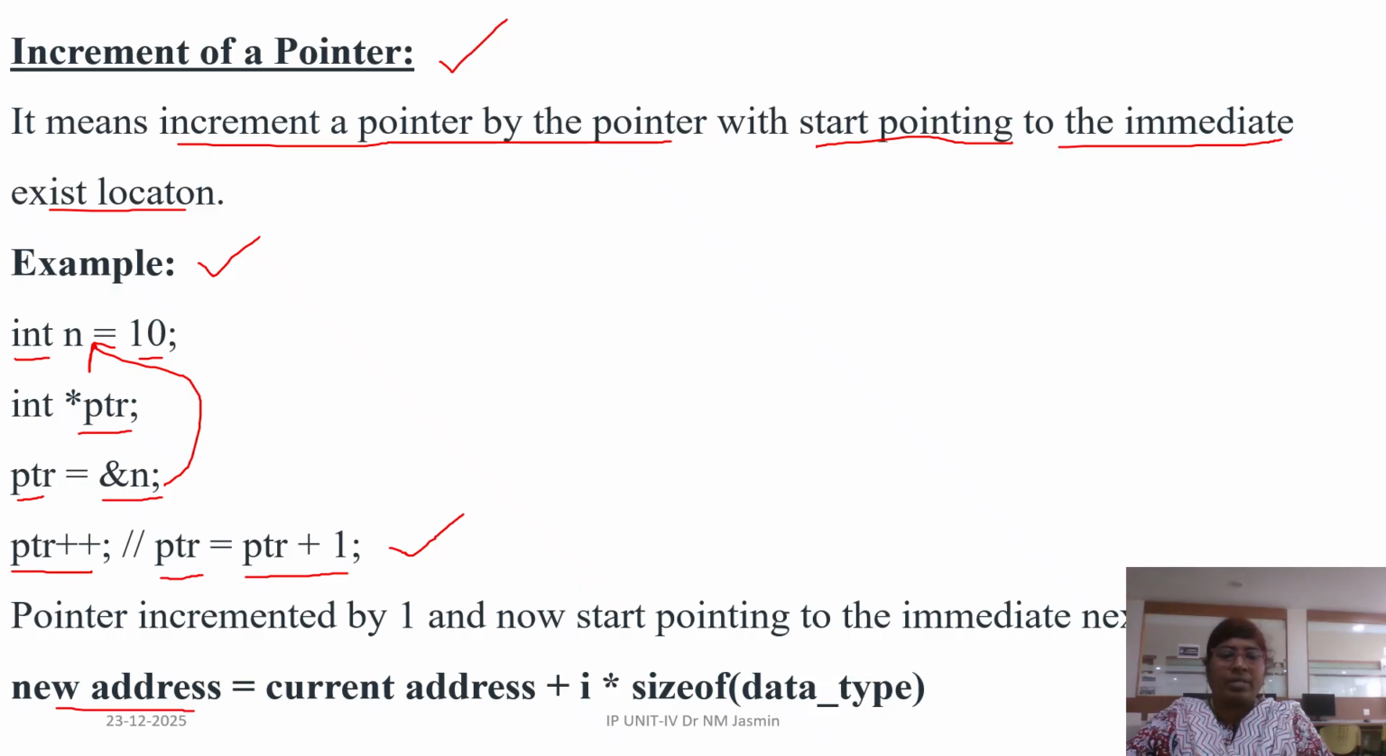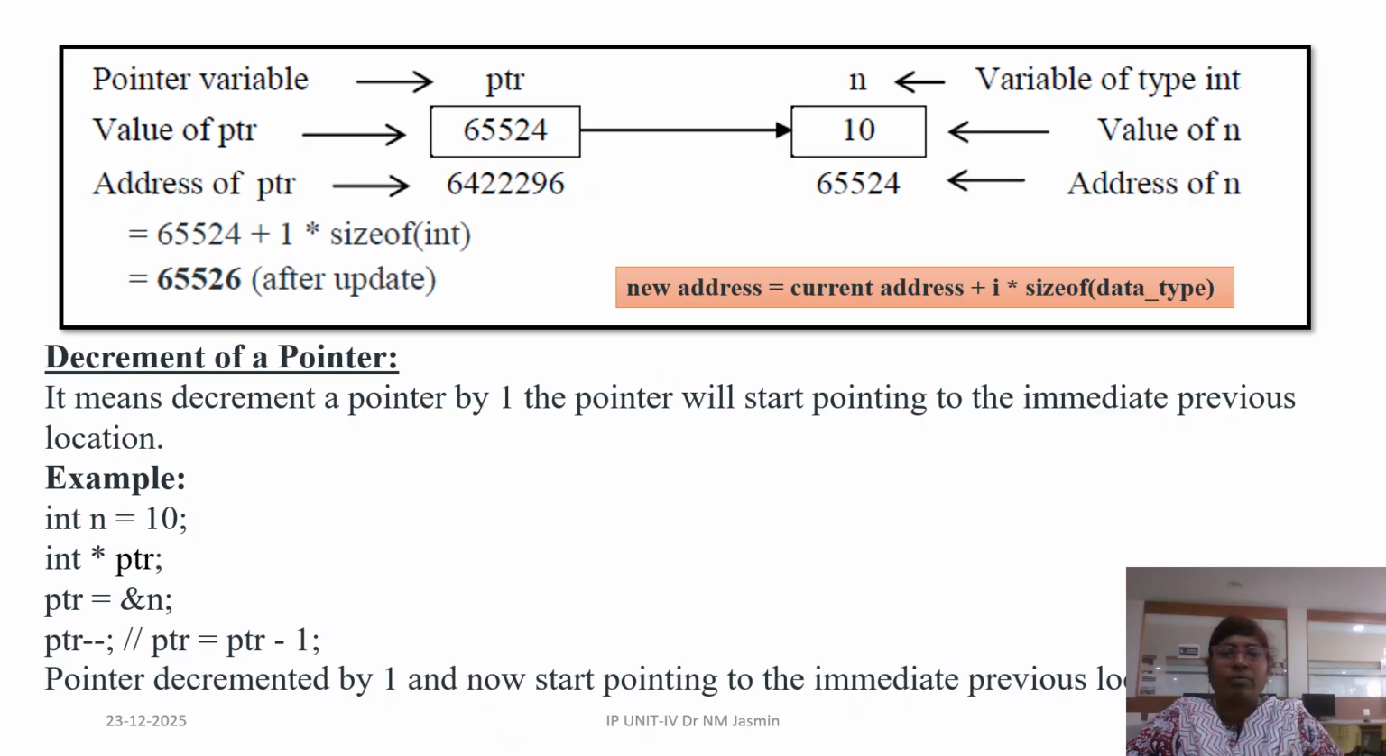Then how do we calculate the new address from the current address? New address is equal to the current address plus i asterisk size of data type. Now we will see how to calculate the new address. If you take the variable n of type integer, n has been assigned 10 as a value. The compiler will provide an address to this variable.